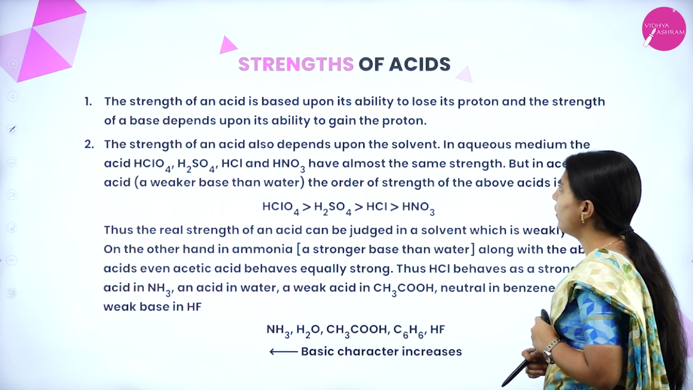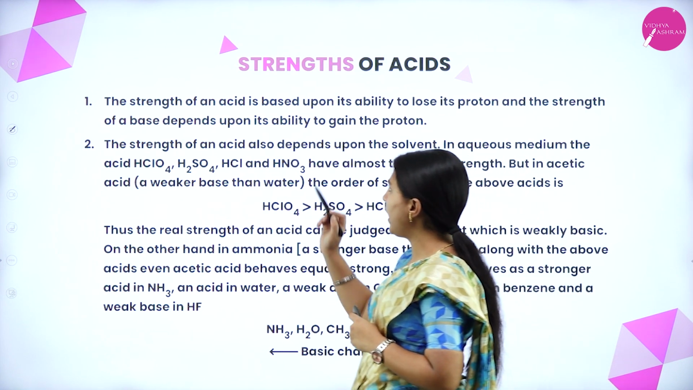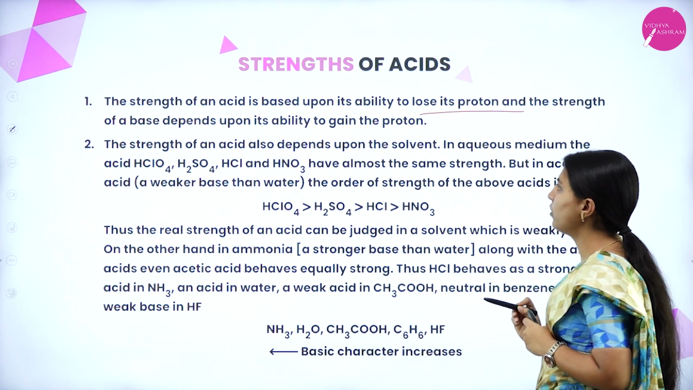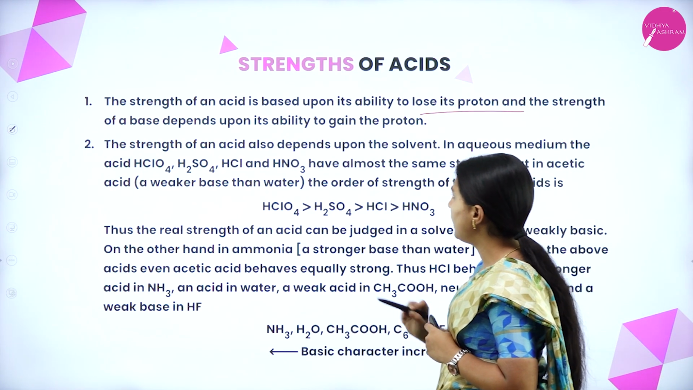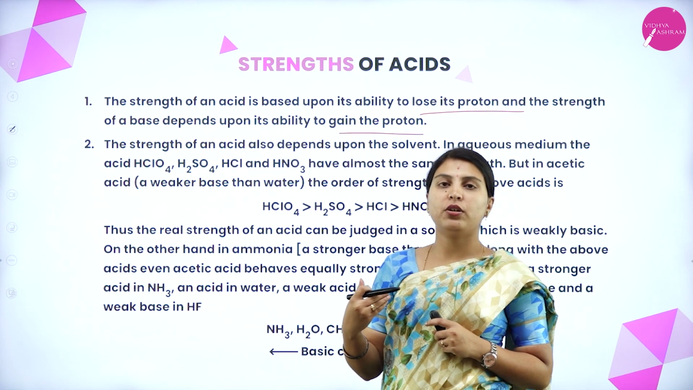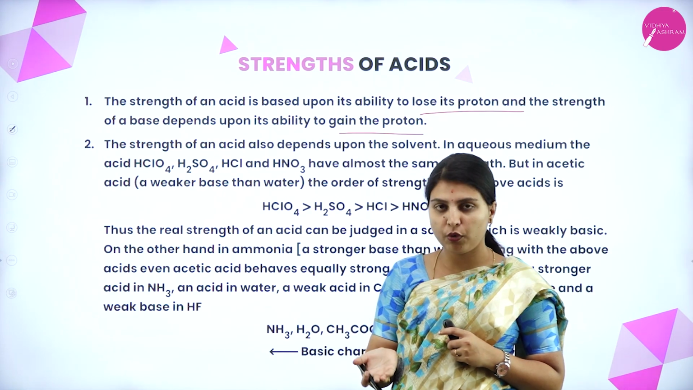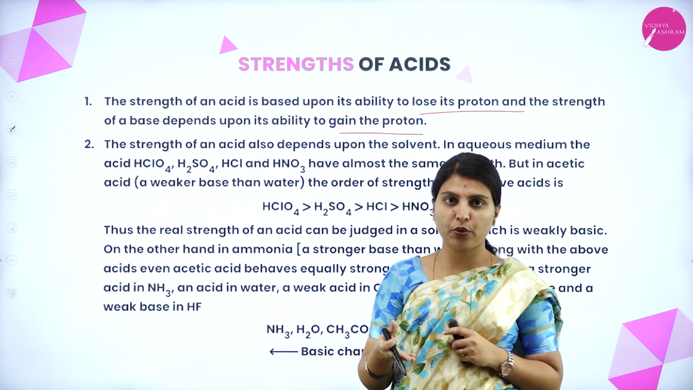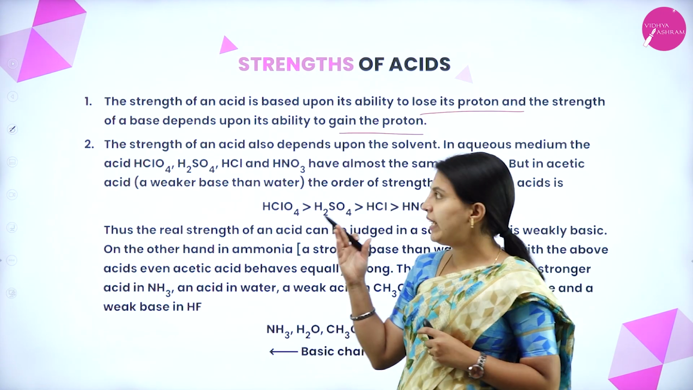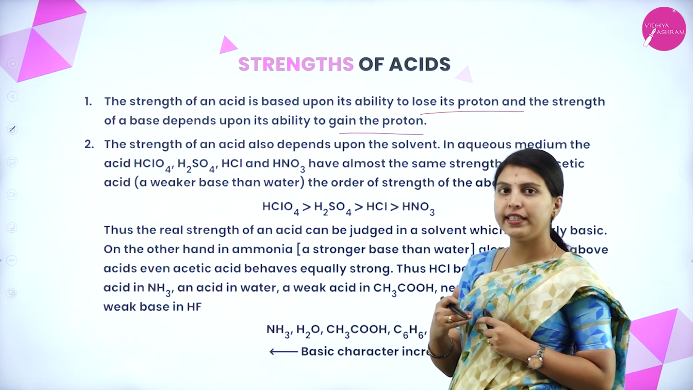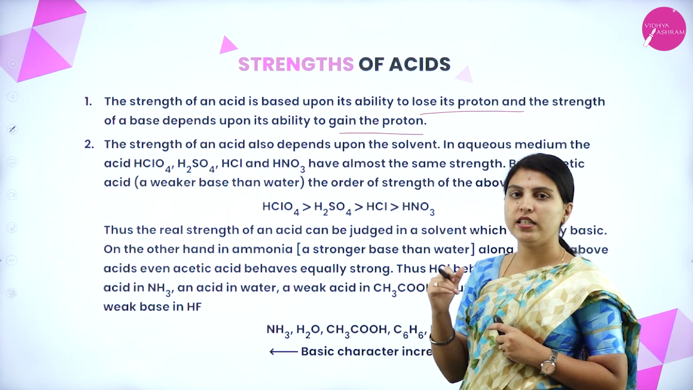Next, strength of acids. The strength of an acid is based upon its ability to lose its proton, and the strength of a base depends upon the ability to gain the proton. If an acid is losing its proton, then we'll consider it a strong acid. A base accepting or gaining the proton means it is a strong base.